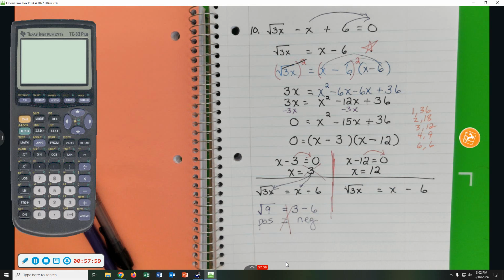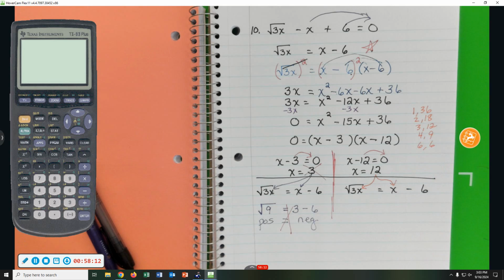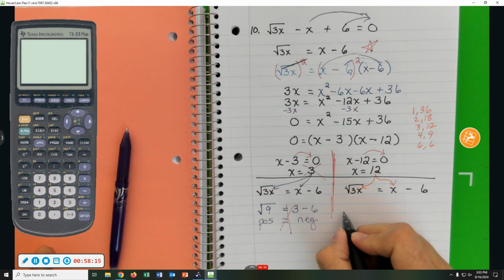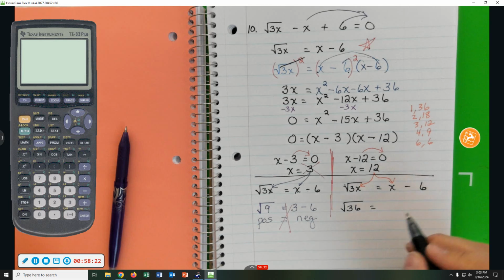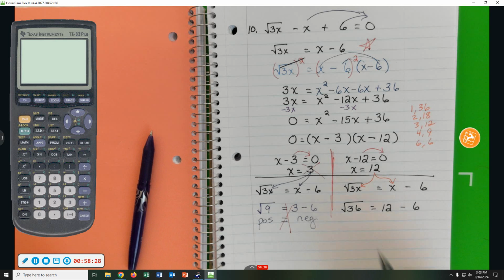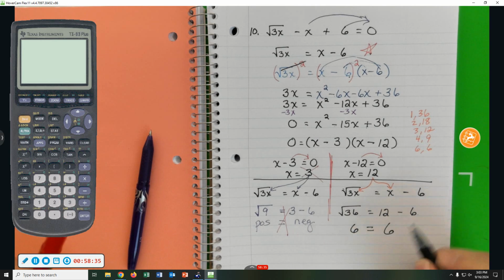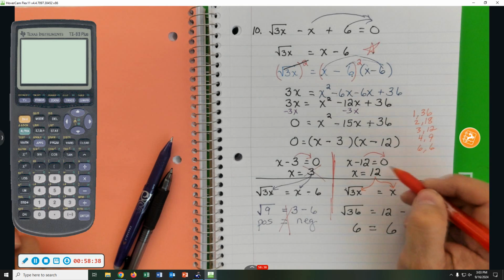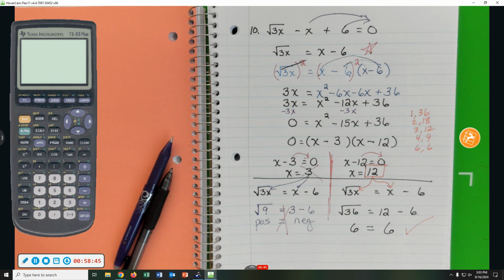I bet you 12 works, but let's verify it anyway. 3 times 12 is what? Plugging in the 12, we have 3 times 12, 36, under the square root. And on the right, we have 12 minus 6. Is that a true statement? Yes, it is. The square root of 36 is positive 6, and 12 minus 6 is positive 6. It sure does work. So 12 is the answer that I'm going to type in.